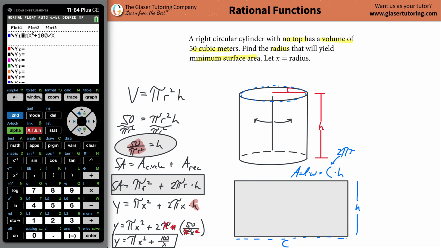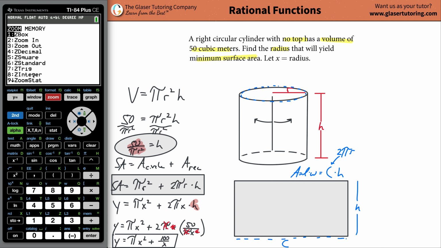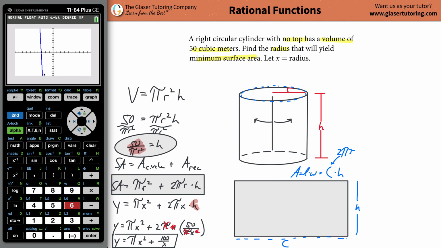Now you probably go to standard zoom 6, and you probably see something like this, and you wonder what to do now. Well, first of all, I'm going to reframe this a little bit because I only want to see quadrant 1, since that's where all of the positive answers will be. This part has a negative x value, which means a negative radius. What does that even mean? We're not going to bother with that.